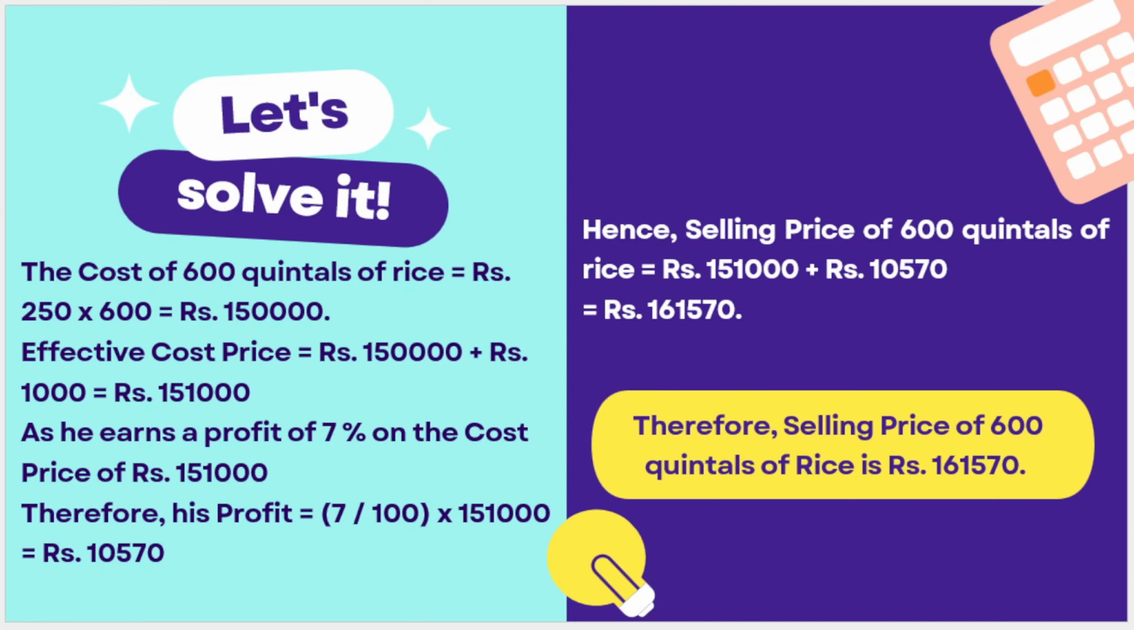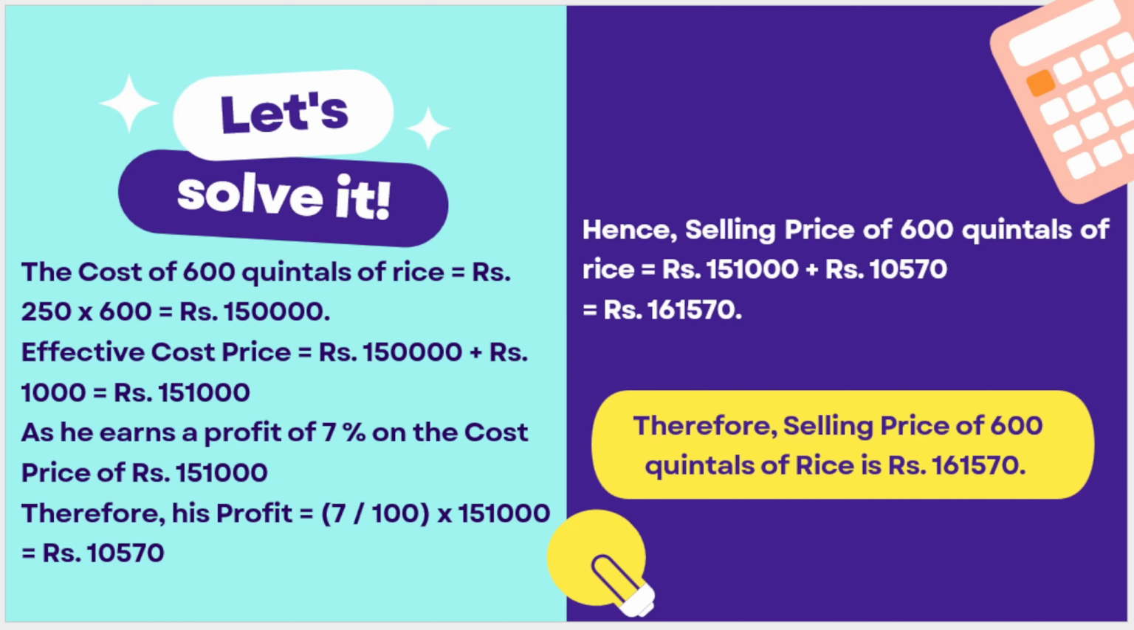Solution to example 4. The cost of 1 quintal of rice is given as rupees 250, therefore for 600 quintals of rice the cost price is equal to 250 multiplied by 600, which comes to rupees 1,50,000. The total overhead charges are rupees 1000, therefore the effective cost price for 600 quintals of rice is equal to rupees 1,51,000.